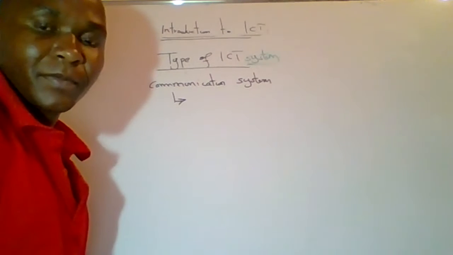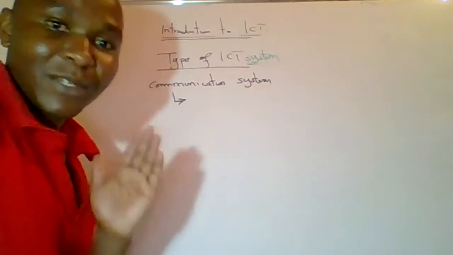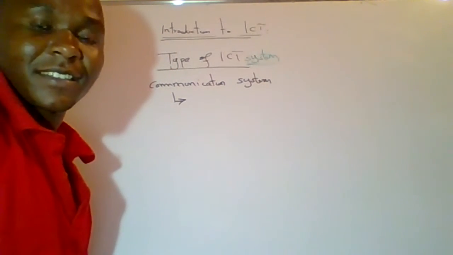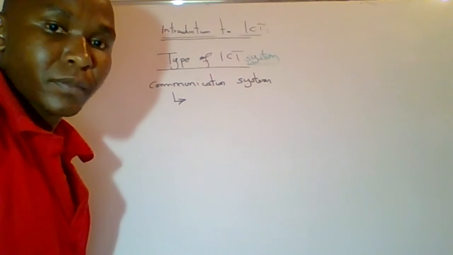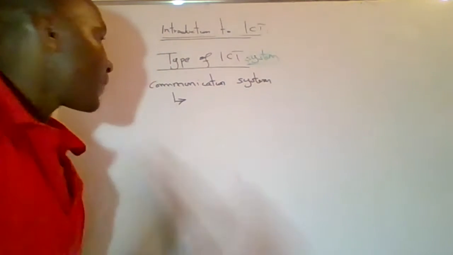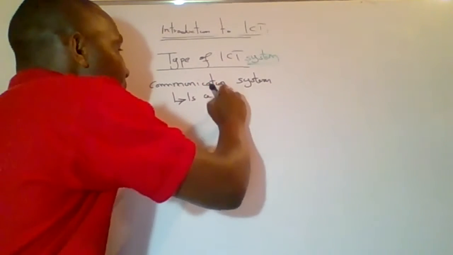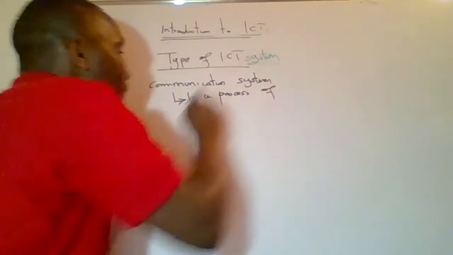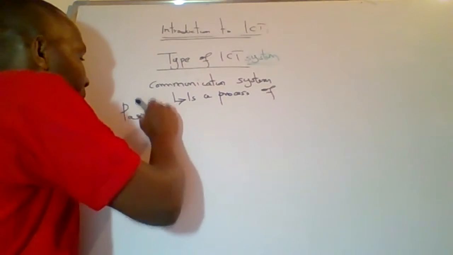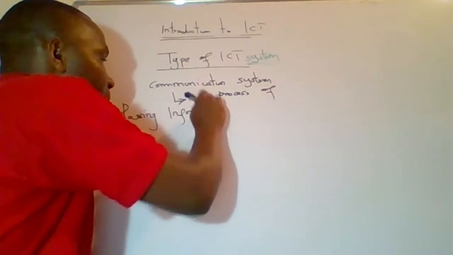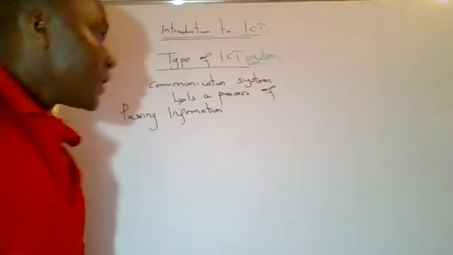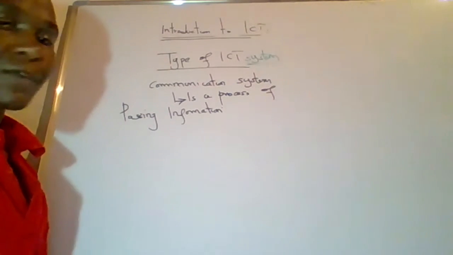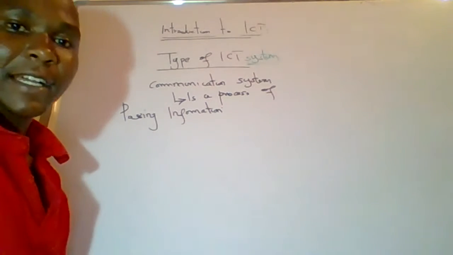What is communication? Tell me, I know you know, but let's say it. It's the process of getting information. Communication is a process of passing information. Simply as that, you don't need so much English. It's a process of passing information from one place to another.